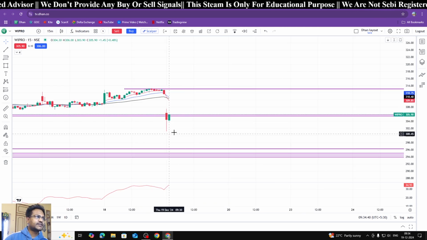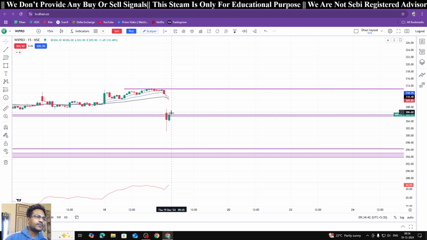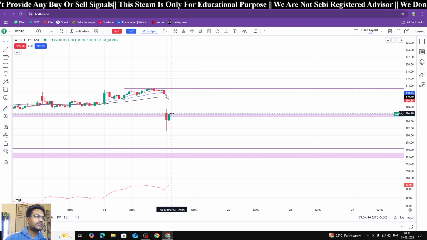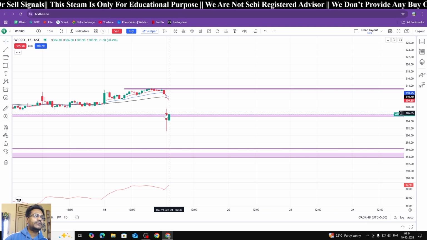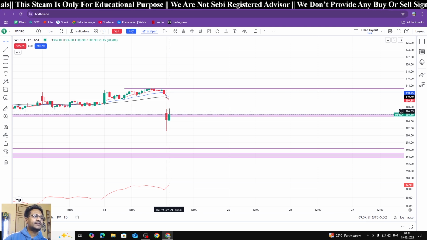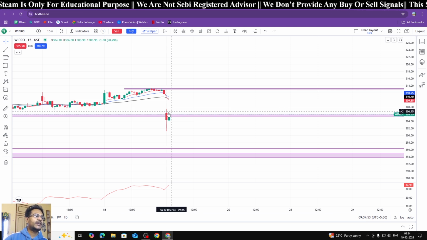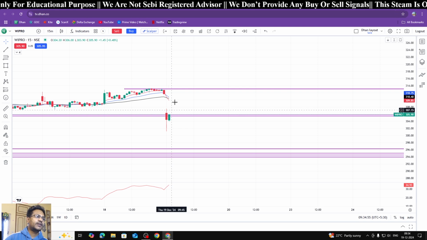So we could enter this kind of trade only after this candle tries to cross the previous candle. Once this candle breaks the previous candle and sustains, only then you could go ahead and take this entry. Then you can plan for the upper.